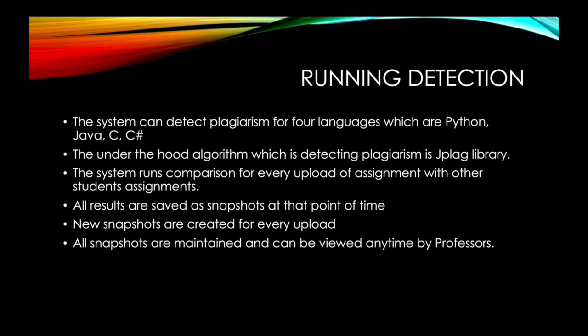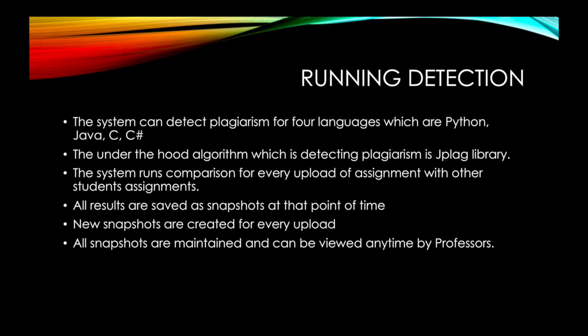Once he submits it, the system internally takes it to stage 2, where it automatically runs a detection algorithm, which is powered by JPlag libraries. The assignment can be in Python, Java, C, or C sharp, so it can detect plagiarism in all four languages. And the student's assignment is compared against every other student's submission across semesters and also years.